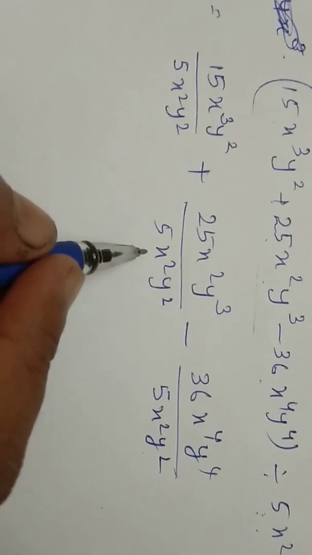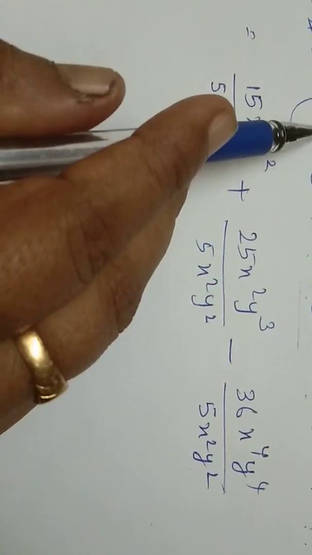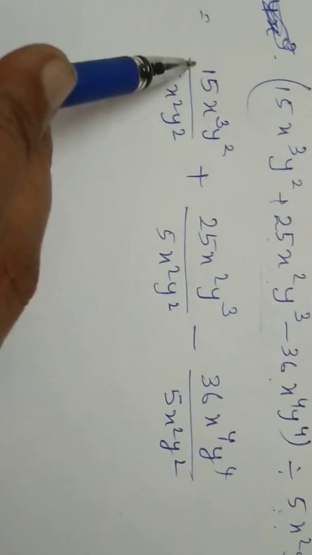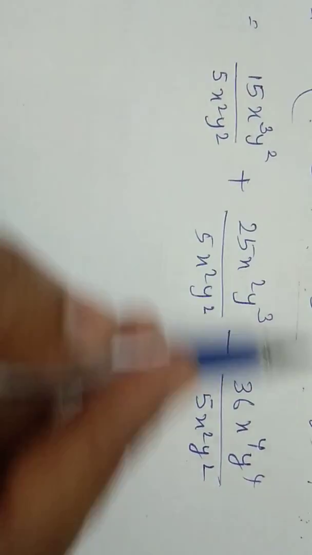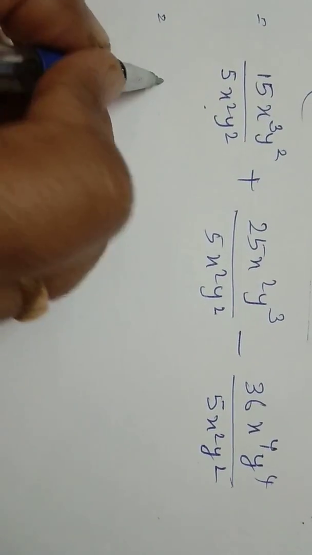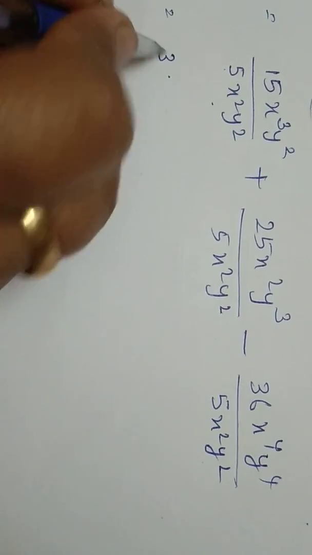When we multiply a polynomial by a monomial, we have to multiply each term. Just like that, when we divide, we have to divide each term by the divisor. That is the first step we have done. Next, in the next step we can divide, otherwise we will make mistakes. 15 by 5, 3.